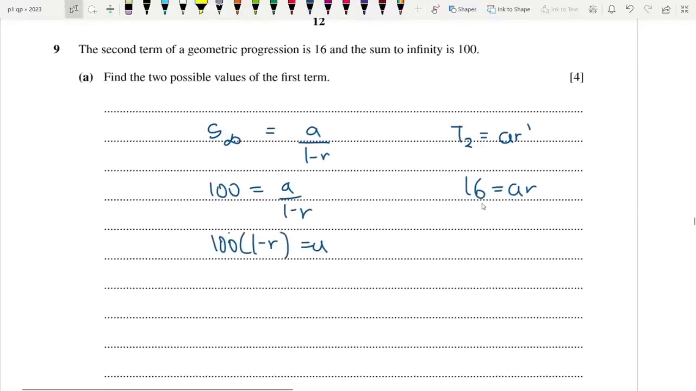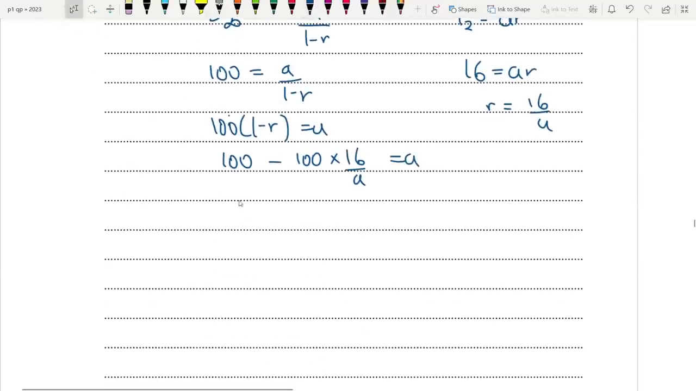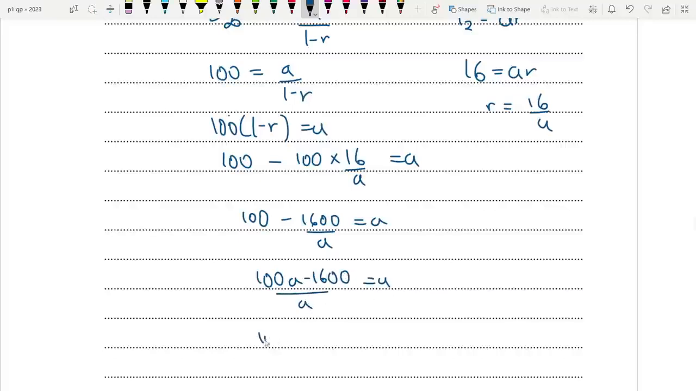Find the two possible values of the first term. So r is equal to 16 by a. So 100 minus 100 into 16 by a is equal to a. So that is 100 minus 1600 by a is equal to a. After LCM, 100a minus 1600 by a is equal to a, or 100a minus 1600 equals a square, or a square minus 100a plus 1600 equals 0.